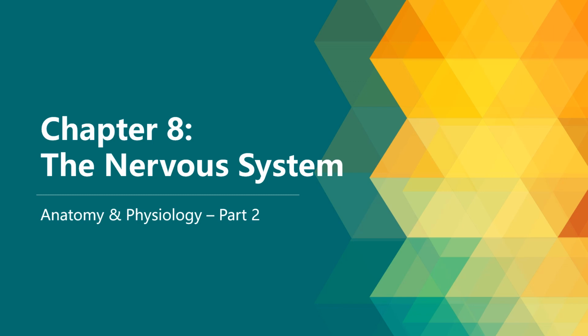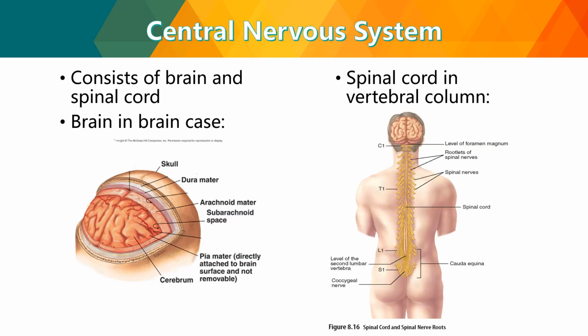Good day. So this is part 2 of our lecture discussion for the nervous system. The central nervous system consists of your brain and your spinal cord, and your brain is being protected by a brain case. From the superficial or outer part, you have your skull. Going in, you will see the dura mater, an arachnoid mater, a subarachnoid space, and a pia mater. Once you remove the pia mater, you will be able to see the surface of your cerebrum.